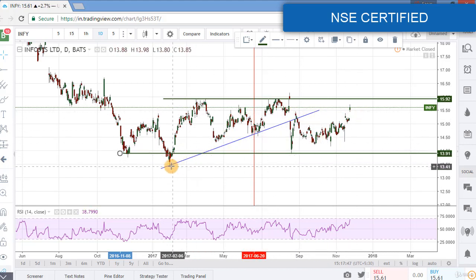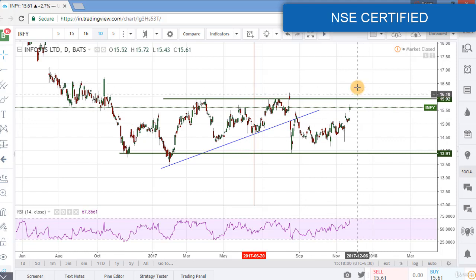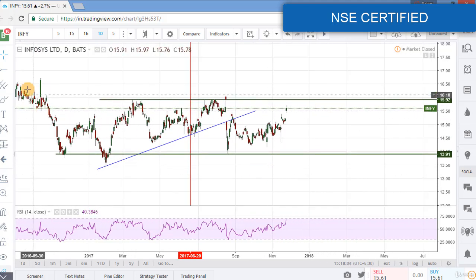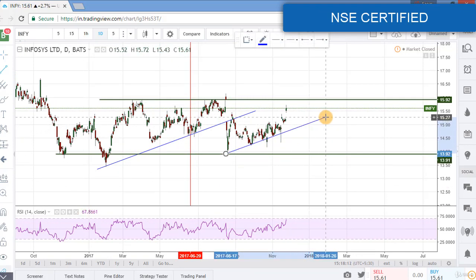This was the short-term uptrend. Now, after touching this resistance line, the stock is touching the support line and it is going in an uptrend and near its resistance line. If we draw the short-term trend line, we can see the stock is in a short-term uptrend.